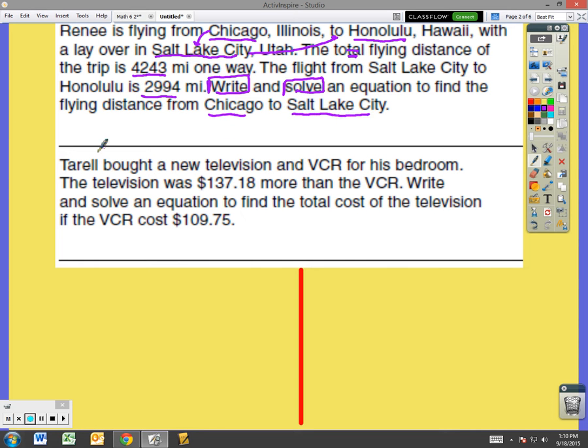Now, let's just talk about this. Many of you would probably say, hey, I'm going to take the total flight distance, which is 4,243 miles, and subtract from it the distance that she flew from Salt Lake City to Hawaii to get an answer. Now, this, unfortunately, is not an equation, but we can use this to construct an equation. Now, I like that we see that we're subtracting.